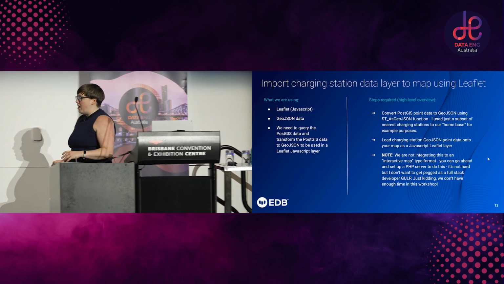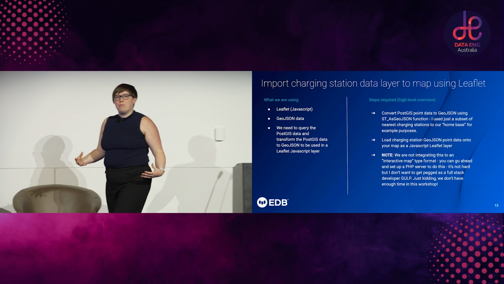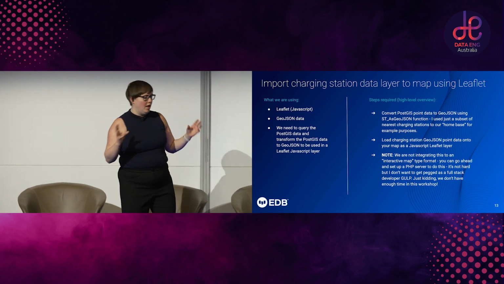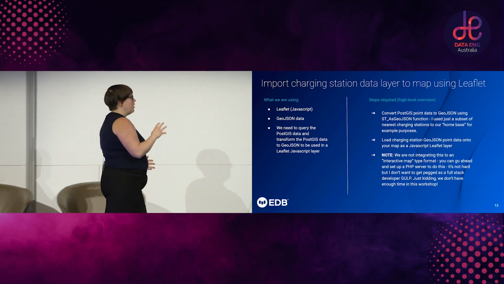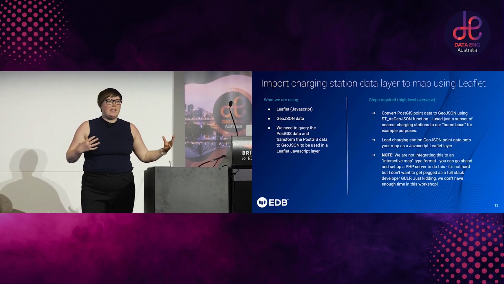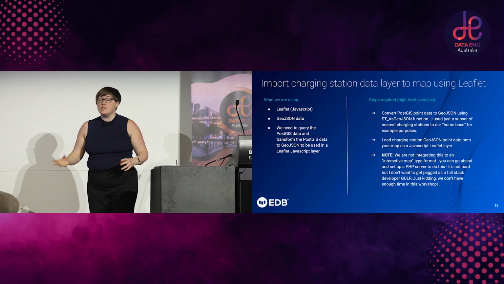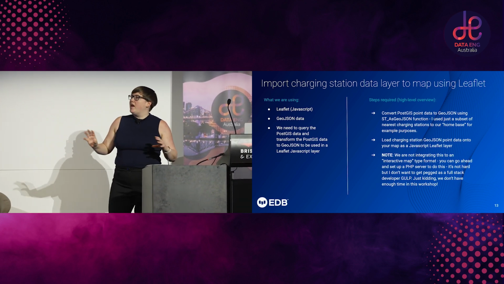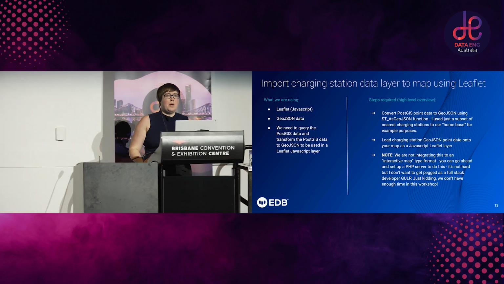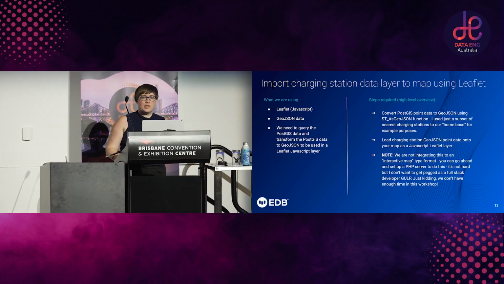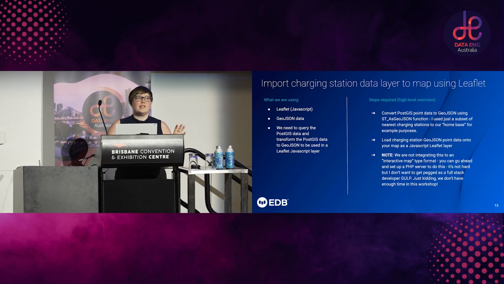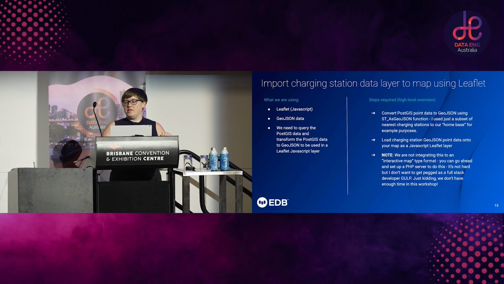So what we're going to do now is we want that to appear on the map, right? So we can actually see our charging stations, see which ones are available, see where we're going to go. The other thing that PostGIS is really good at is translating spatial data into other data that other systems can use. So in this example, we're going to use GeoJSON data, because that's what our Leaflet JavaScript layer is going to read. So we're just going to do a really simple query to translate that point data to GeoJSON data.